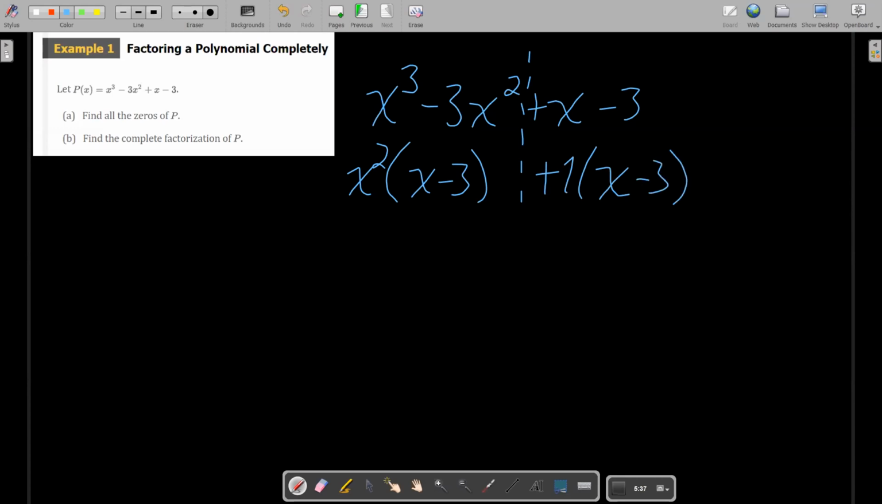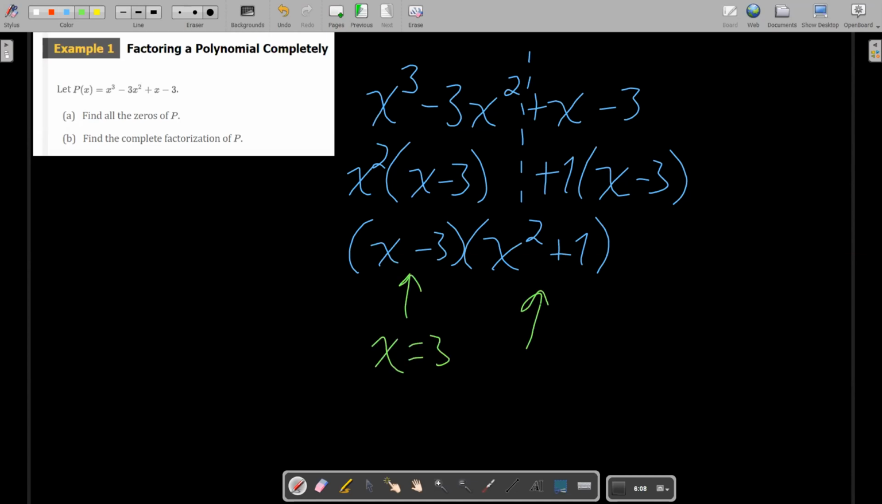And then from here we would factor again, so we would have x squared. Okay, we'll do x minus 3 and then x squared plus 1. Right. And then it says to find all the zeros. Well, we essentially did already, right? Because this one, this zero is at x equals 3.